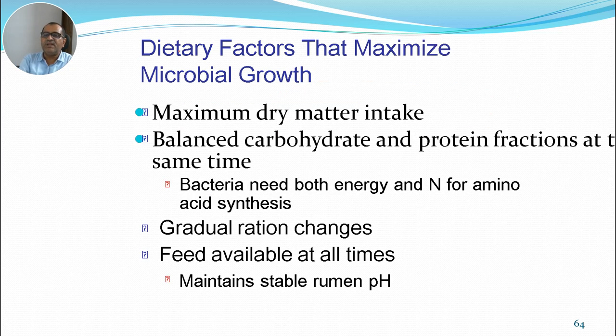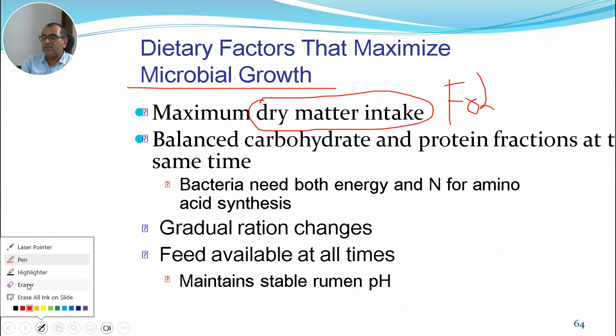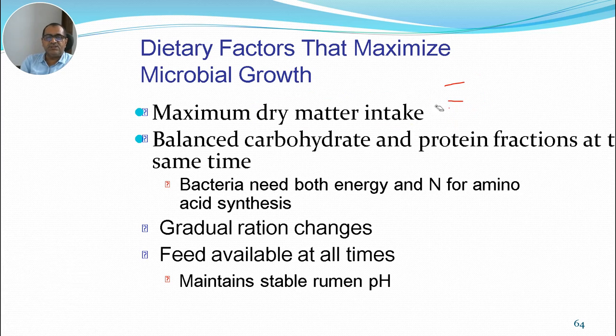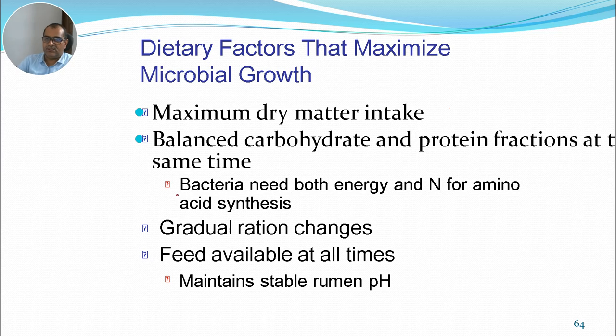Then the dietary factors that maximize the bacterial flow. Suppose you want more and more bacterial growth, then you need to administer more and more dry matter, means the fodder, especially the roughage. If you increase that, then there will always be an increase in the population of the bacteria. That's what the science says.